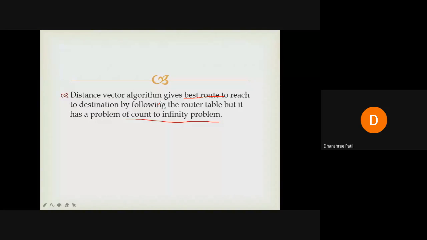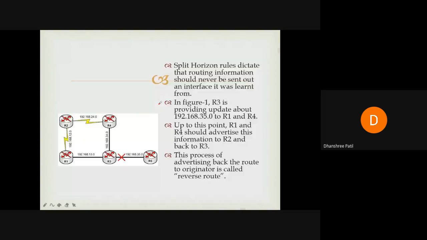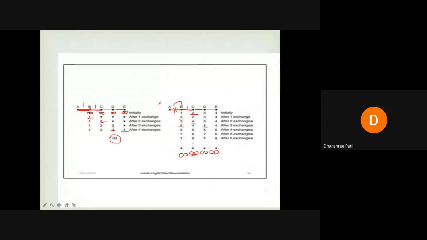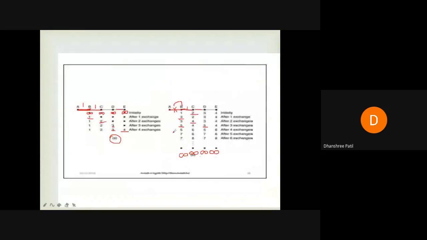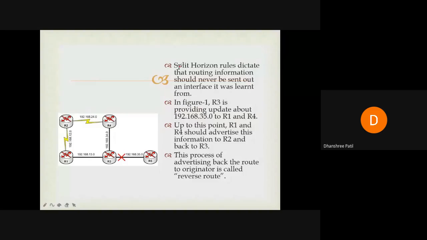Remember this. Okay, the question may be asked for the MCQ. Now the next is, what will be the solution to overcome this problem? Distance vector routing algorithm gives the problem of count to infinity. So how to overcome this? There is one solution which is called the split horizon rule.